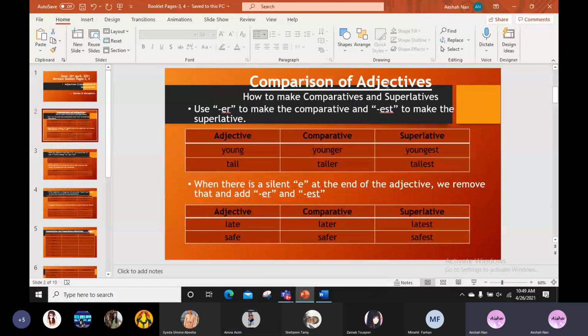Okay, now comparison of adjectives. How to make comparatives and superlatives. If you want to compare two things together, we use the comparative form of the adjective, and if you want to compare more than two, we use the superlative form. To make the comparative, we usually add er to the usual adjective.